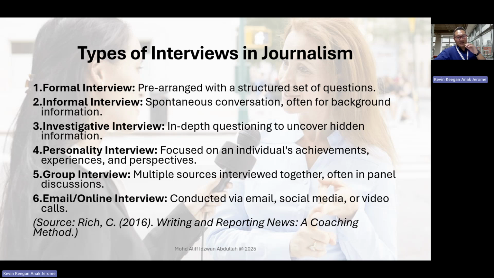Now, types of interview in journalism. Formal interview, pre-arranged: you pre-arrange the time, you have the script and structured questions, and you find it better. Informal interview: spontaneous conversation, often for background information. If you want something more natural, go for an informal interview. Then you go for the formal.